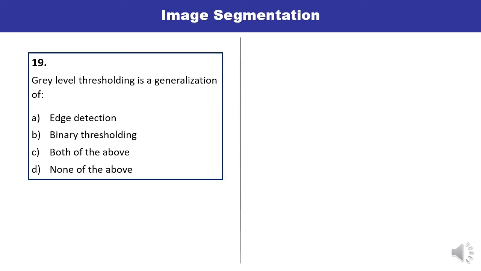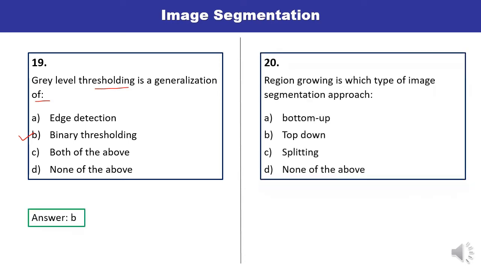Question number 19 is, gray level thresholding is a generalization of edge detection, binary thresholding, both the options, or none of the above. So gray level thresholding is a generalization of binary thresholding. Answer is B. Question number 20 is, region growing is which type of image segmentation approach? Region growing is bottom up approach, top down, splitting, or none of the above. So this is actually bottom up approach. Correct answer.